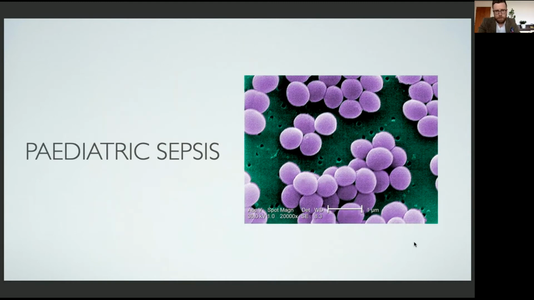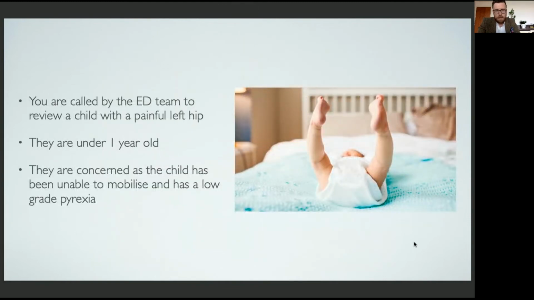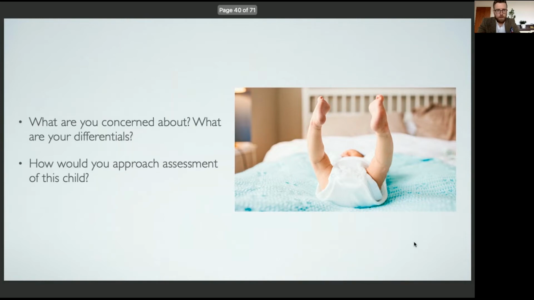Let's do some pediatric sepsis. You are called by the ED team to review a child with a painful left hip. They are under 1 year old and they are concerned as the child has been unable to mobilize and has a low-grade pyrexia. So question, what are you concerned about and what are your differential diagnoses? And I also want to know how you are going to approach assessment of this patient.